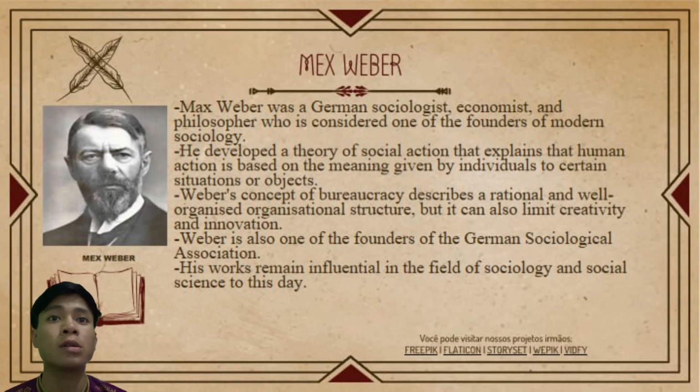Max Weber was a German sociologist, economist and philosopher who is considered one of the founders of modern sociology. Weber is known for his contribution to thinking about rationalization, bureaucracy and social action. He developed a theory of social action that explained that human action is based on the meaning given by individuals to a concrete situation or object.